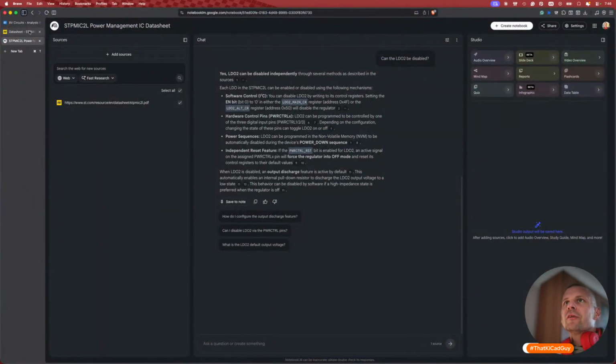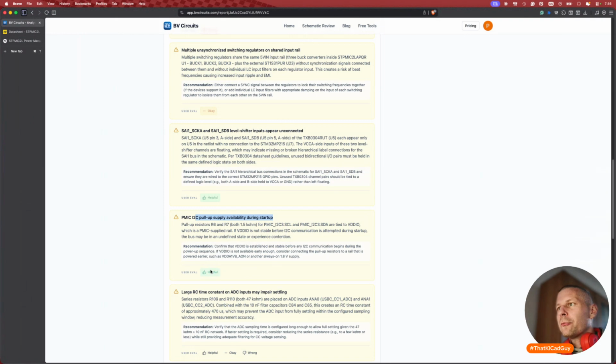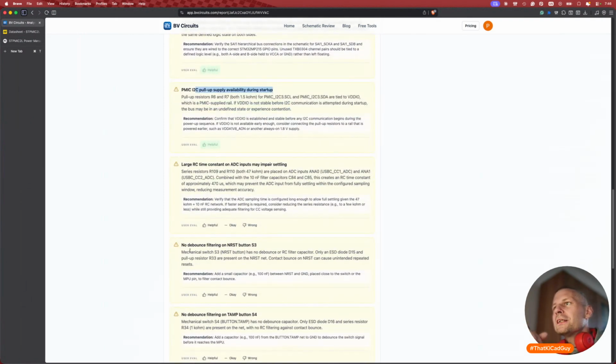Definitely great point. Very helpful. Large RC time constant on ADC inputs may impair settling. Which is, yeah, but that's from the original design, so I think it's okay. Thank you for the concern, but the USB-CC is not a, let's say, fast changing signal. It's like constant voltage when connected to the port, and it's pretty stable. But okay, it's valid.